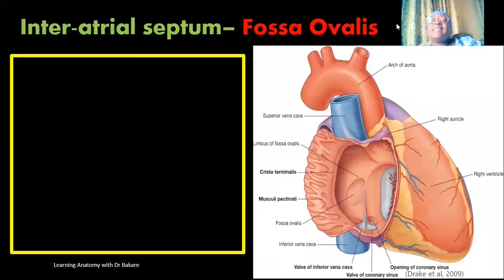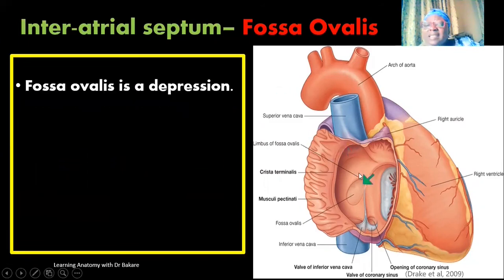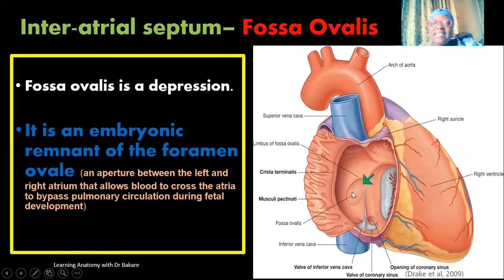Then let's look at the interatrial septum. The interatrial septum, we already said, is a septum that separates the right atrium from the left atrium. And this is the interatrial septum. In the interatrial septum, we have what we call the fossa ovalis. The fossa ovalis is a depression that is created in the interatrial septum. This fossa ovalis is an embryonic remnant of the foramen ovale.